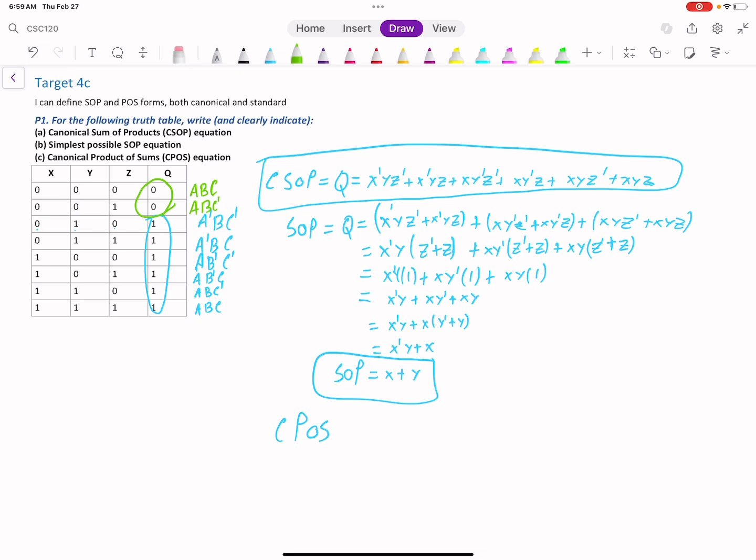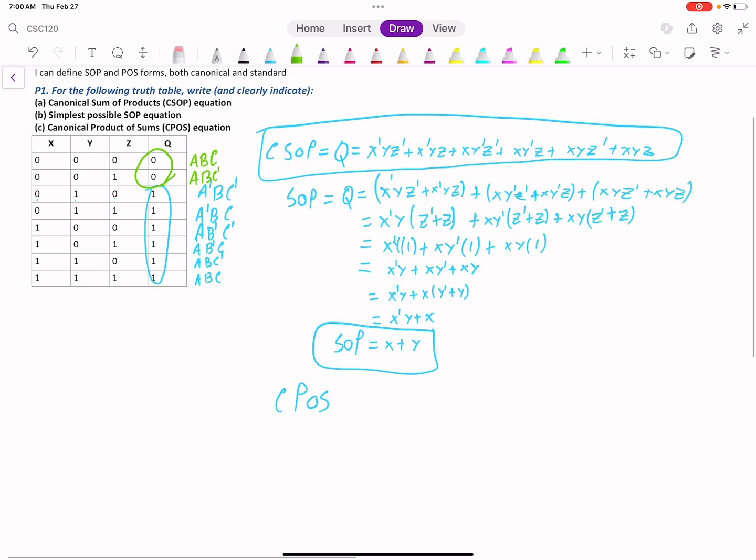For the CPOS, it's going to be Q equals, and I'm going to multiply these sums. So A plus B plus C, 0 plus 0 plus 0 is 0. That's our first value. And then for our second value, I'm going to multiply the second sum, which is A plus B plus C prime.